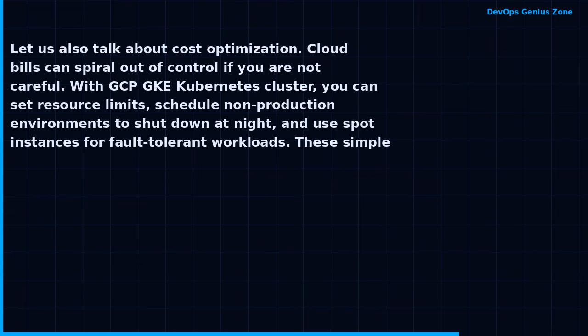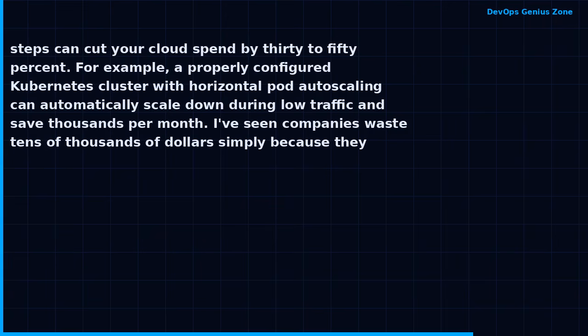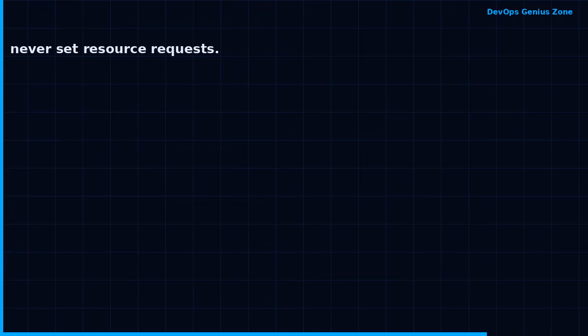Let us also talk about cost optimization. Cloud bills can spiral out of control if you are not careful. With a GCP GKE Kubernetes cluster, you can set resource limits, schedule non-production environments to shut down at night, and use spot instances for fault-tolerant workloads. These simple steps can cut your cloud spend by 30 to 50%. For example, a properly configured Kubernetes cluster with horizontal pod autoscaling can automatically scale down during low traffic and save thousands per month. I've seen companies waste tens of thousands of dollars simply because they never set resource requests.